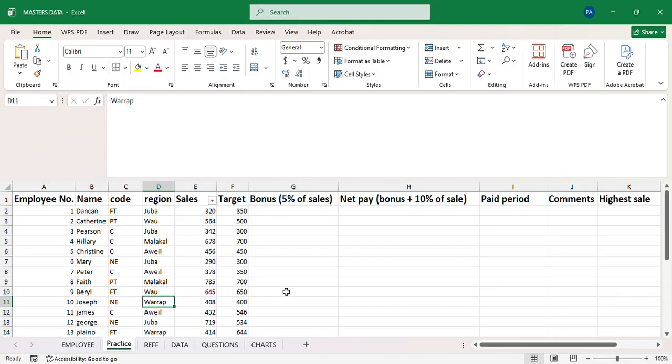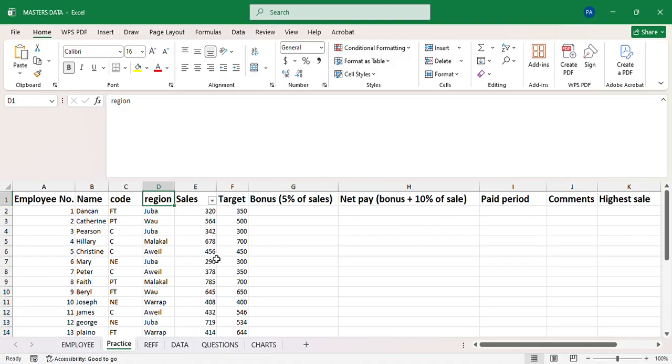So we are going to look at the name. Here we have the names of the employees that are working, and then this code represents the working conditions. For example, the first person is working full time, the second person is part time, and the C represents the contract. So this is the contract condition of each and every employee in the company. And this is the region. The regions are Wow, Malakal, Waraba, Will, and all this.